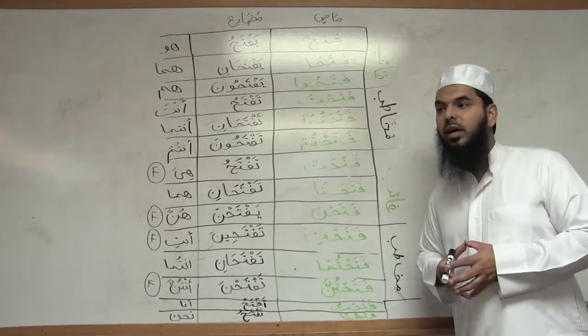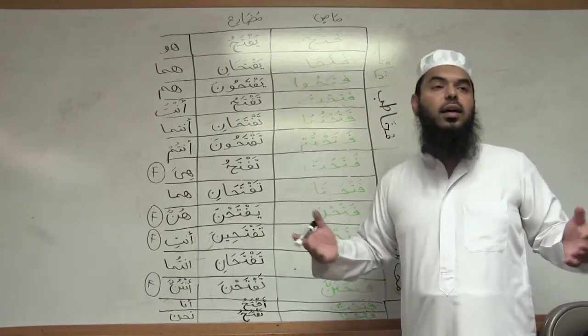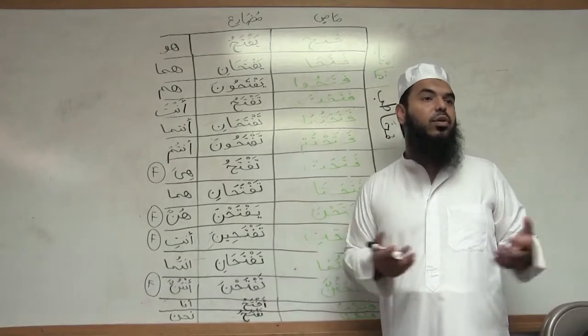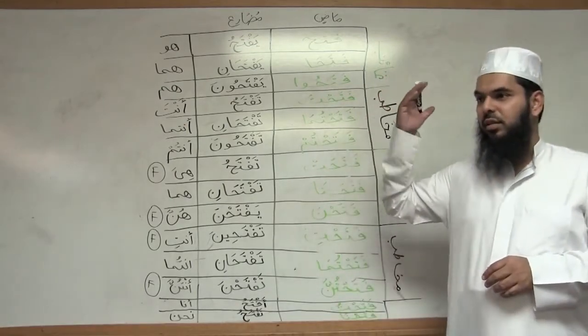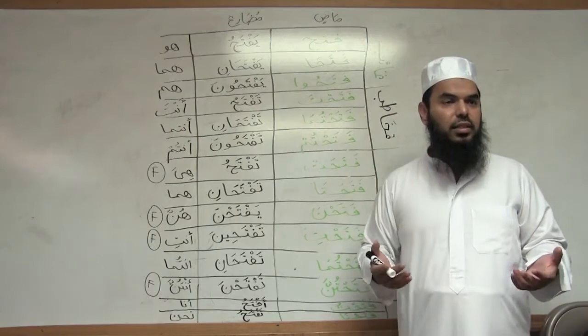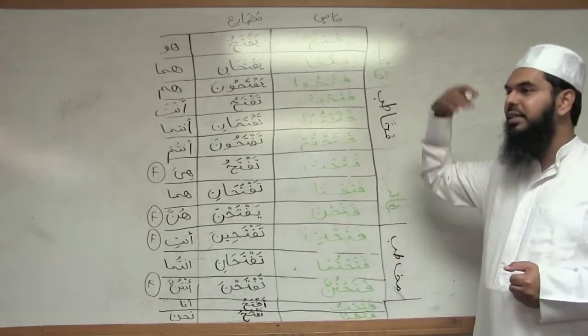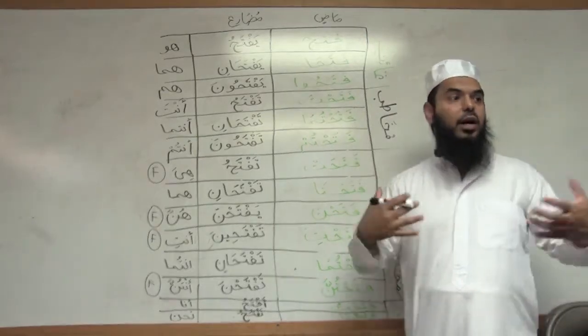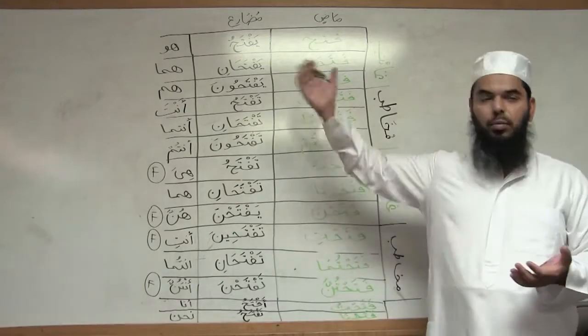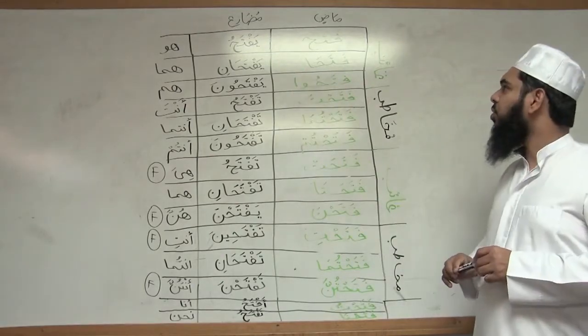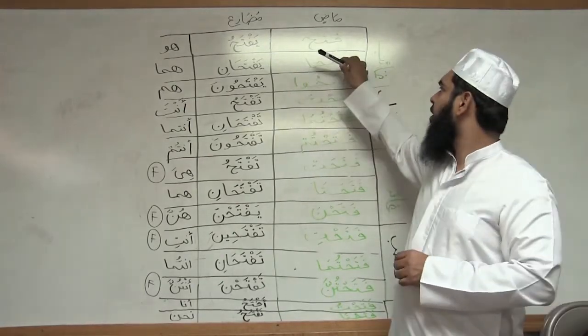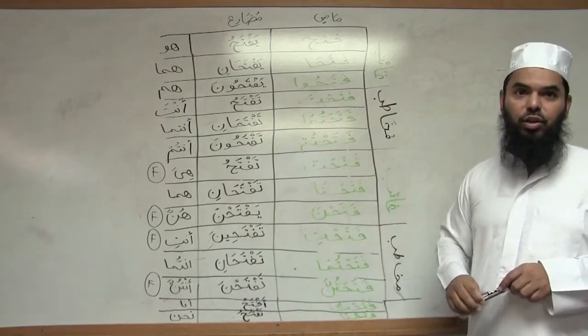So, if you want to talk about, for example, someone asks, "Aina Muhammad?" we say, "Muhammad huwa fi Misr." For example, if somebody says, where is Muhammad? We say Muhammad, he is in Misr. So now, we're not talking to Muhammad directly, we're talking about somebody named Muhammad. So, when we look at ghaib, this is the tense we're using.